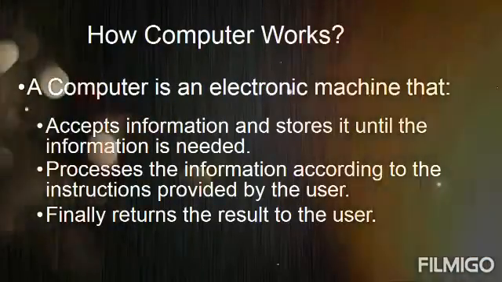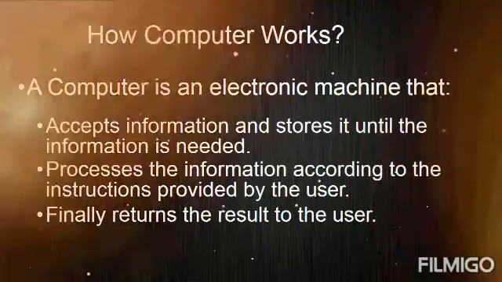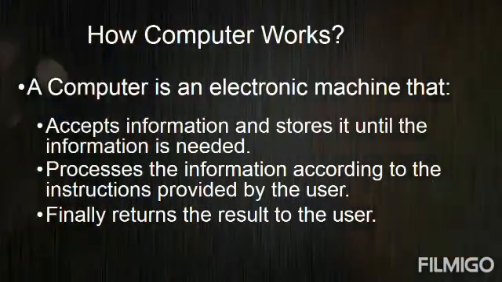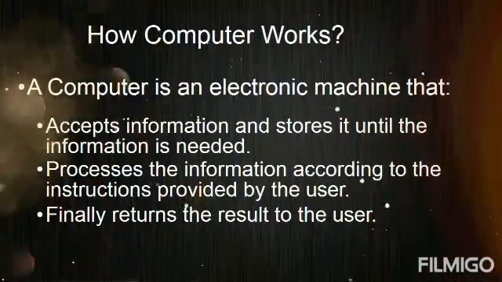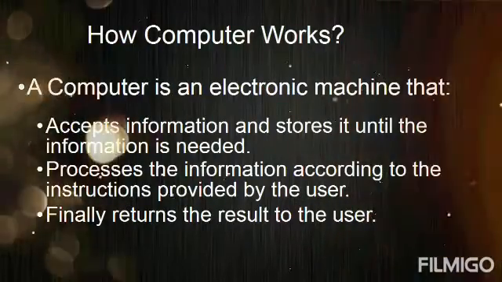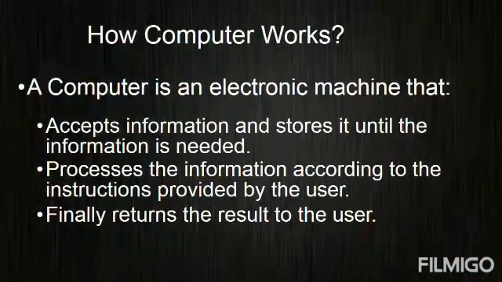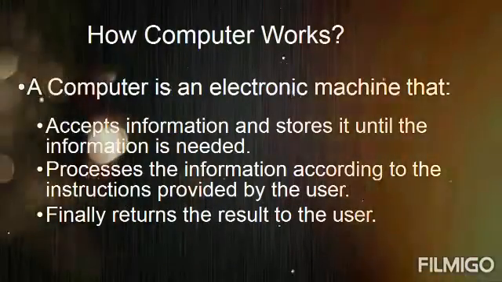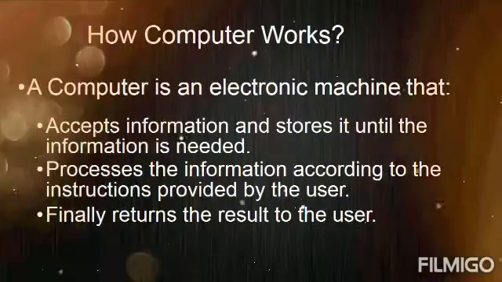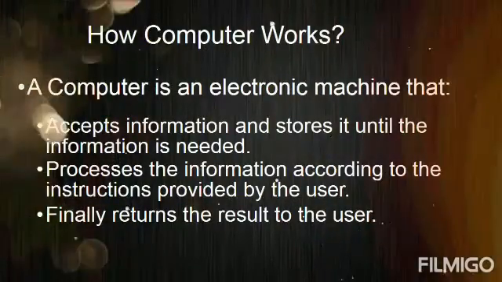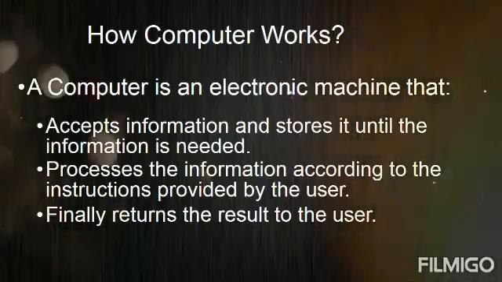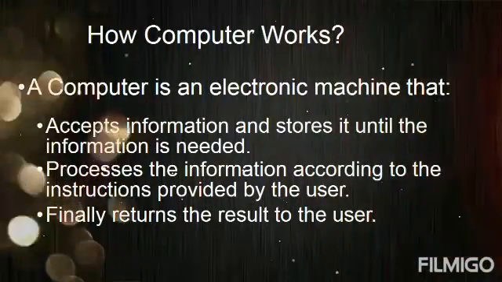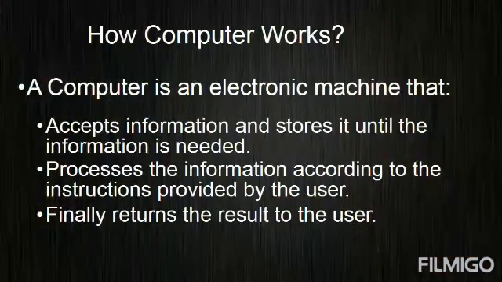Then the question arises, how does a computer work? A computer is an electronic machine that accepts information and stores it until the information is needed. So the first operation is to accept data in the form of input. It takes input from the user by way of input devices. The second operation is that it processes the data and converts it into useful information required by the user using a processing device like the CPU.